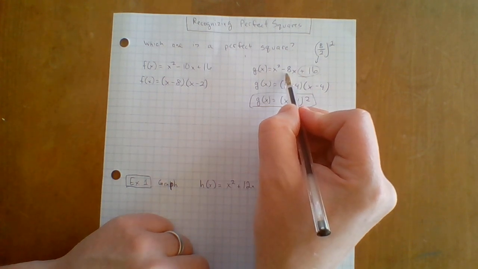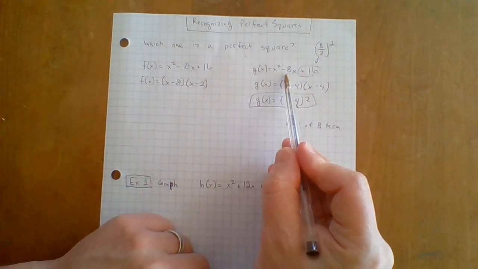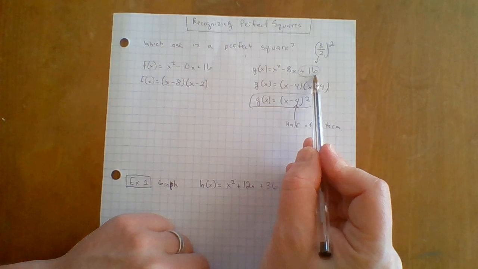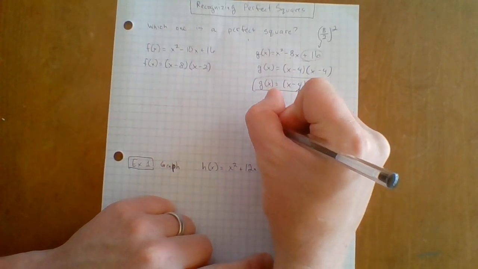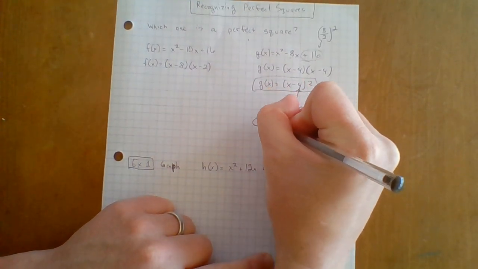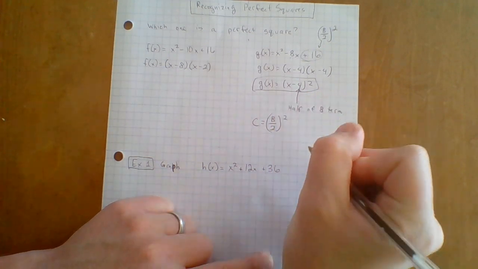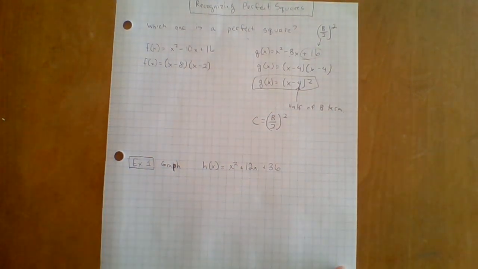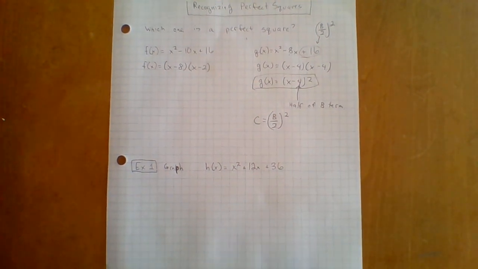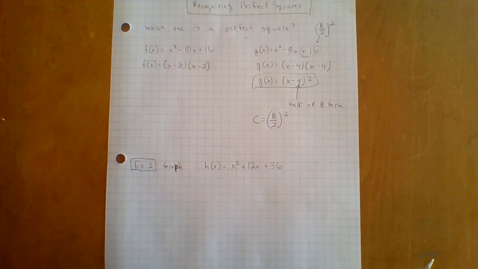So if you know you have a perfect square, if you take half the b term, and then you square it, and you get the c term. So you know that if c equals half of the b term to the second power, then it's a perfect square. Okay, so now we can recognize perfect squares.